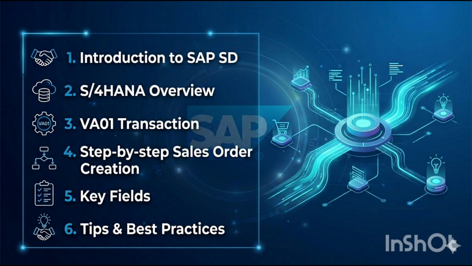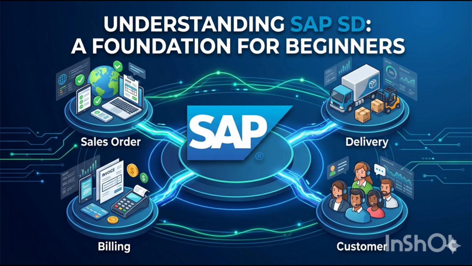So, SAP SD stands for Sales and Distribution. It is one of the core and most important modules of SAP ERP that manages the complete order to cash cycle. This includes receiving customer orders, checking stock availability, delivering goods, creating invoices, and processing payments.